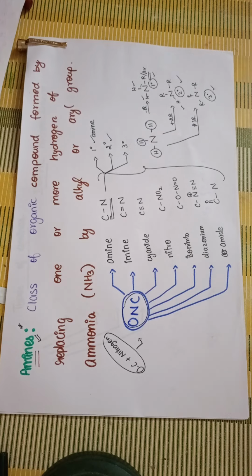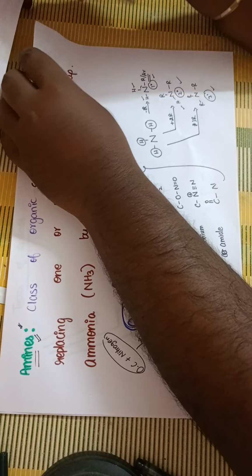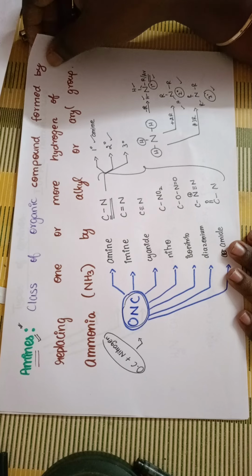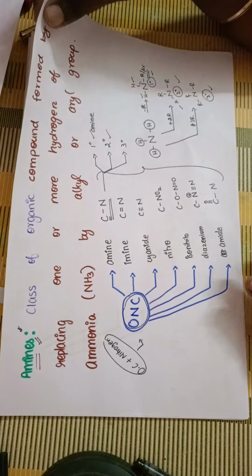One way to identify whether it is primary, secondary or tertiary is by identifying the number of carbon atoms directly bonded with nitrogen. Another way is how many hydrogens are directly bonded with nitrogen. Is it clear?